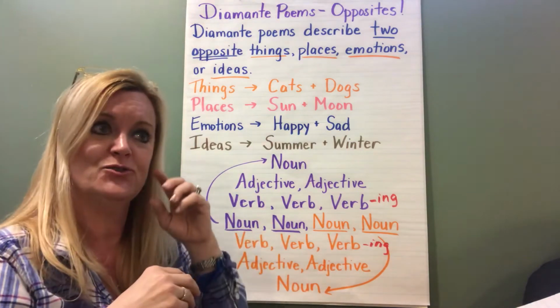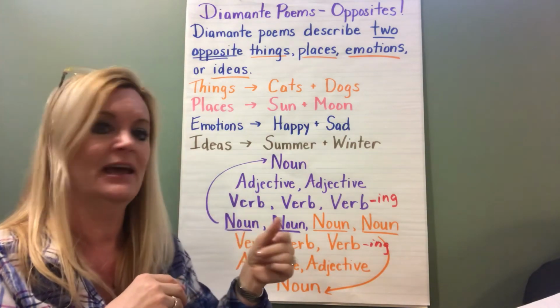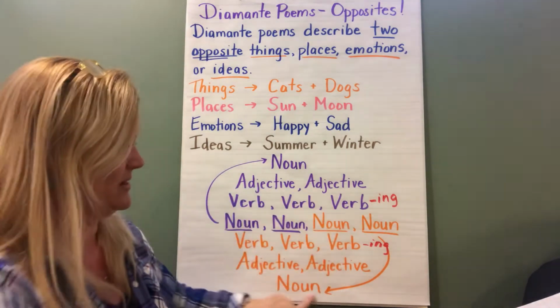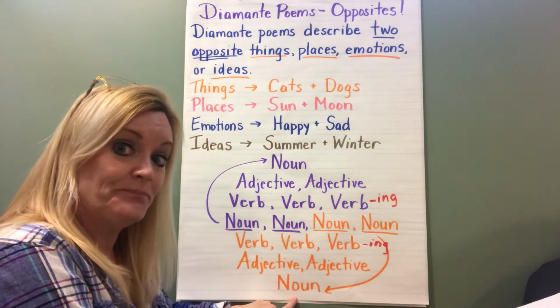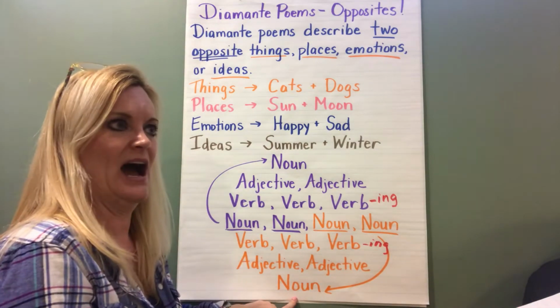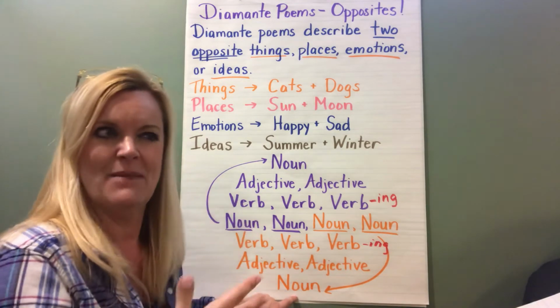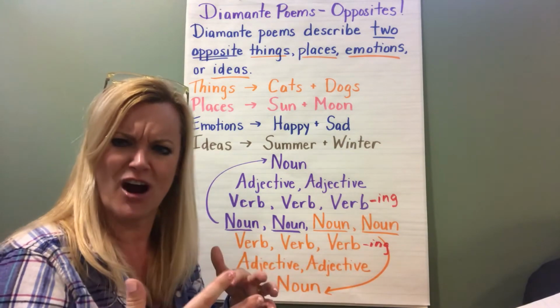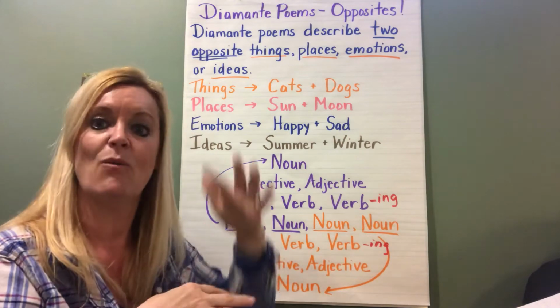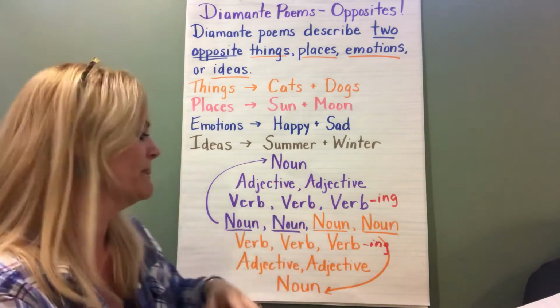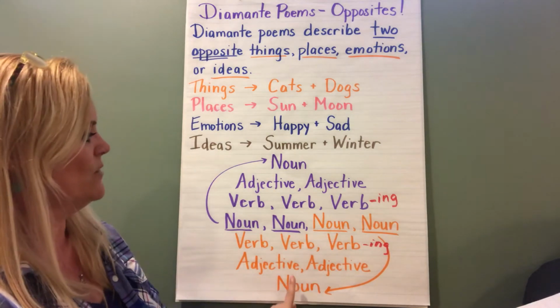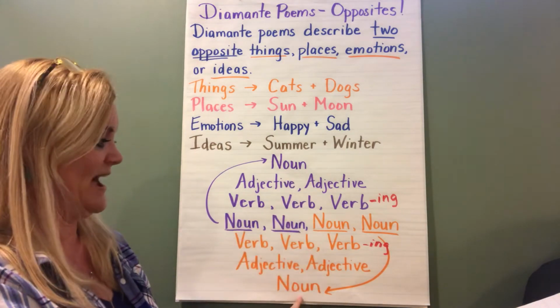Then you have to kind of click that switch in your brain, and now you need to start describing and thinking about the word at the bottom. Now I noticed when I did a practice Diamante for myself, sometimes it's hard to switch gears like that, thinking about one topic and then thinking about the opposite. So if you start from the bottom and you want to work up, you can do that.